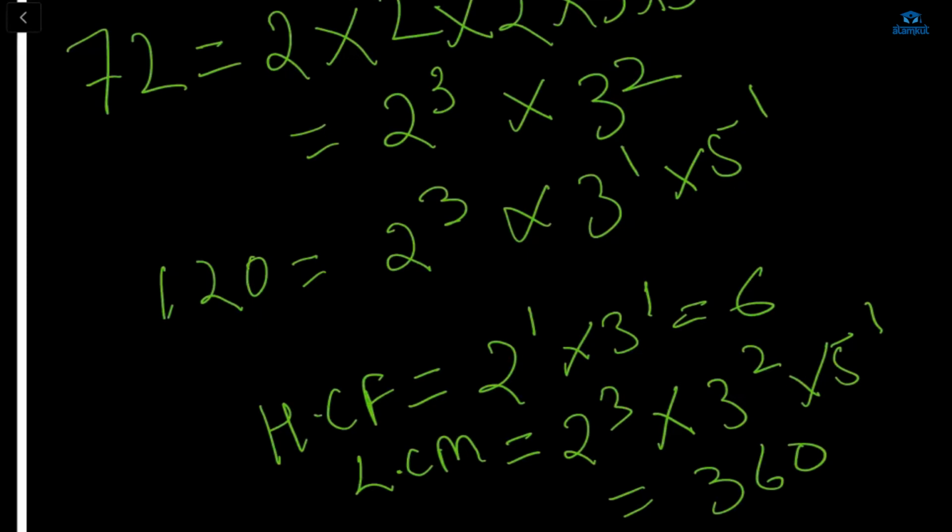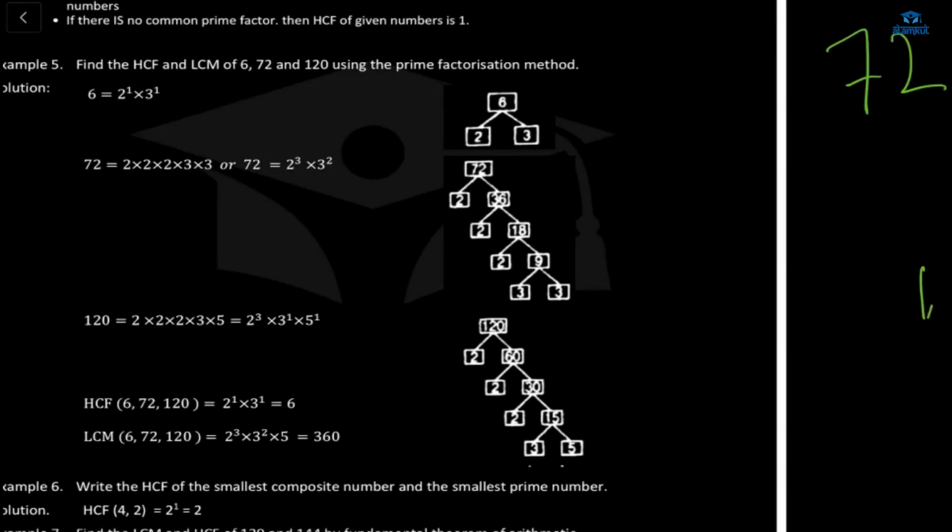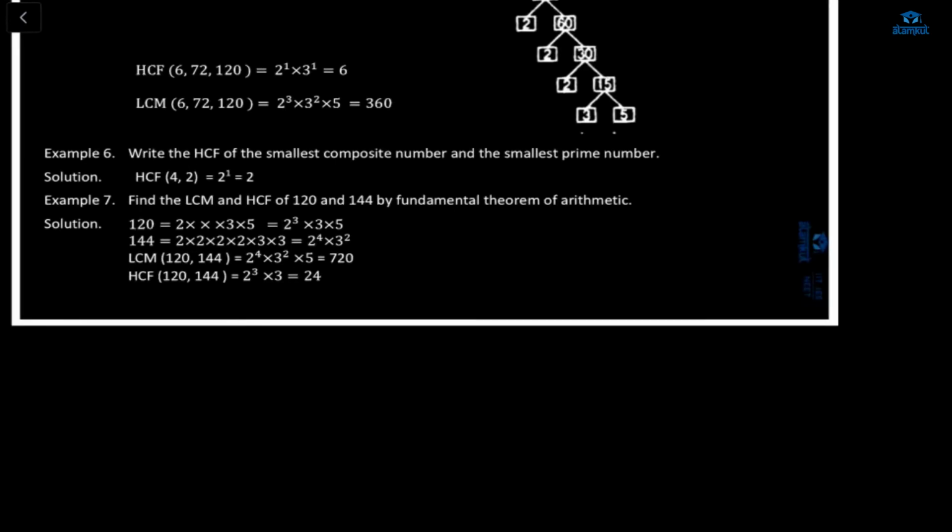Any doubt in finding LCM and HCF? If you have any doubt, you may ask. HCF means the highest common factor, that is, the common factors present in all the numbers. So 2 and 3 with the power of 1 are present in all of them.